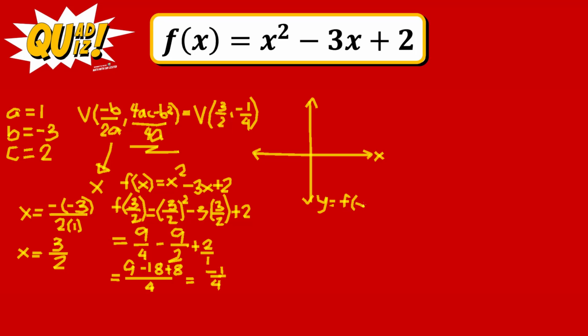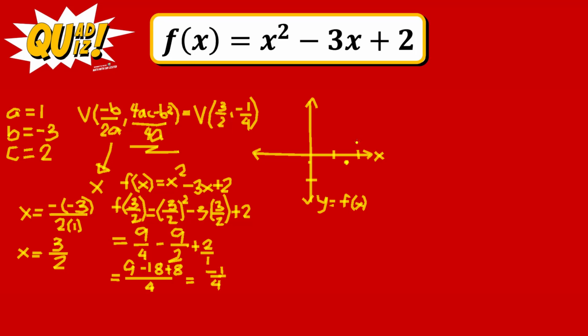They're just the same. If we are going to plot our point here, let's say we have 1, 2. So x is positive 1 and 1/2, so it's somewhere here. And we have somewhere here because negative 1/4 is somewhere here. So our point is at this region. Okay, this is our point, this is our vertex. So this is where our graph will change its direction.